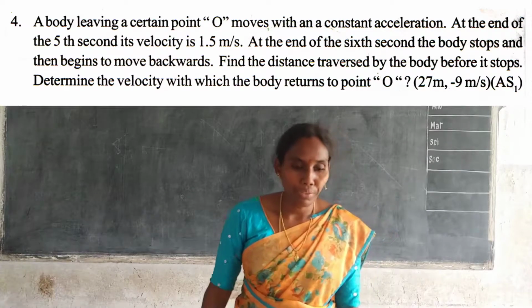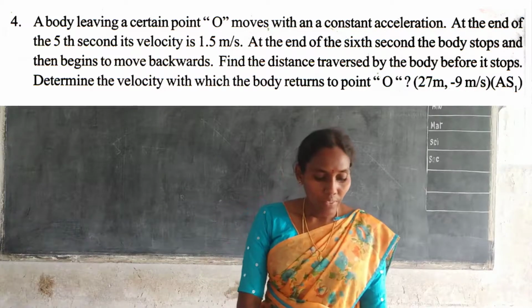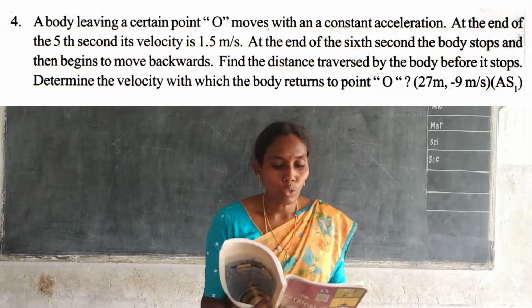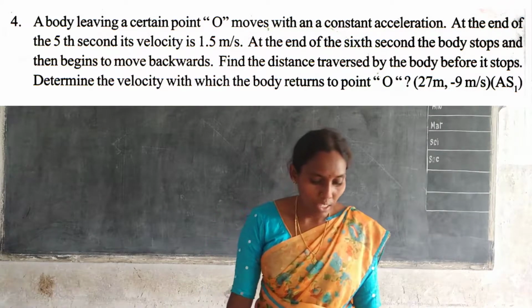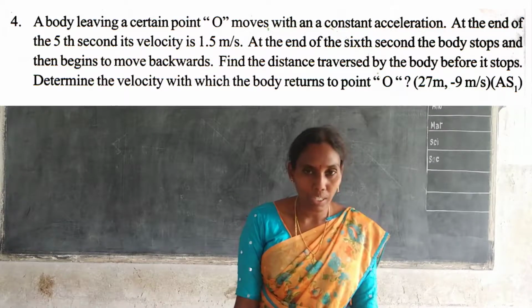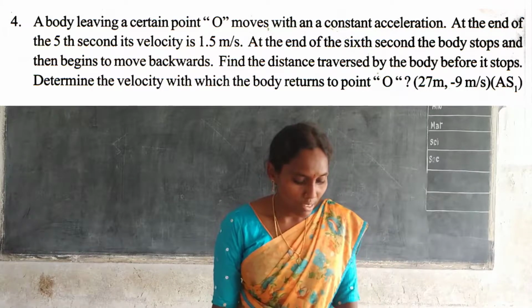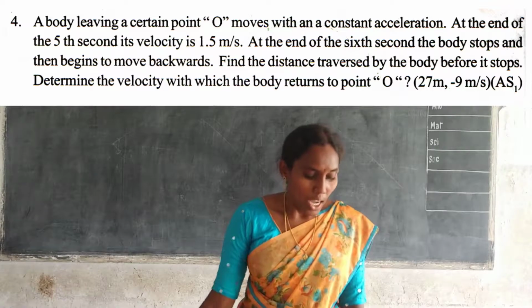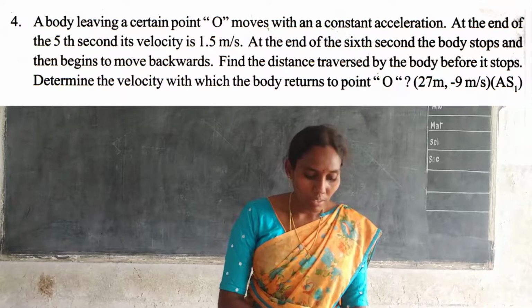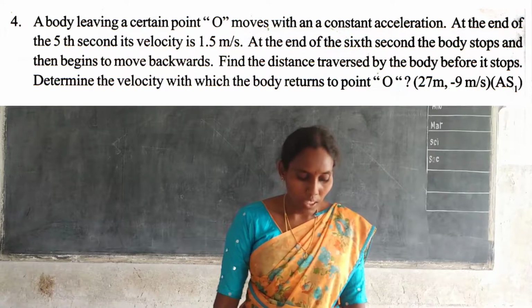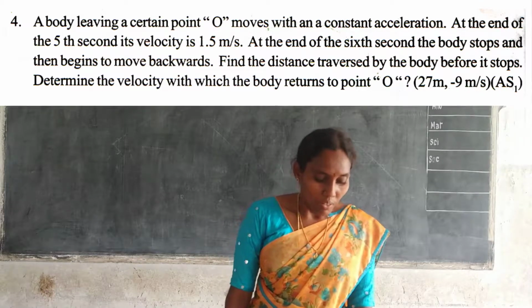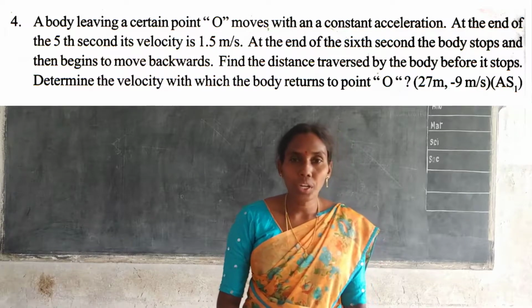See the problem number 4. A body leaving a certain point O moves with a constant acceleration. At the end of the 5th second, its velocity is 1.5 meter per second. At the end of the 6th second, the body stops and then begins to move backwards. Find the distance traversed by the body before it stops. Determine the velocity with which the body returns to point O.